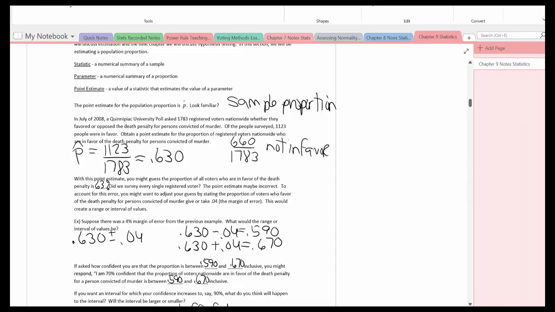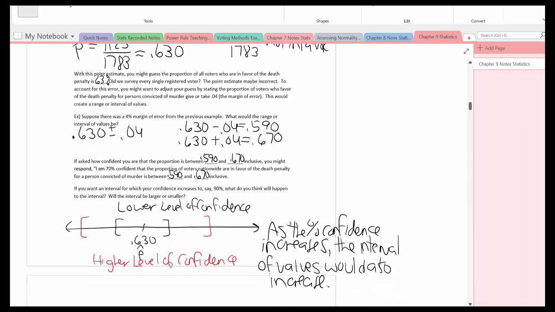Now, if you want an interval for which the confidence increases to say 90%, what do you think would happen to the interval? Would the interval be larger or smaller? Well, when you create this, you want your point estimate, which in our case is p hat, which is 0.630, to be right smack in the middle. Okay? A lower level of confidence will get you a smaller interval of values. A higher level of confidence will get you a greater interval of values. So in general, as the percent confidence increases, the interval of values would also increase.